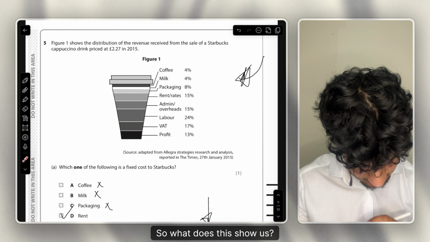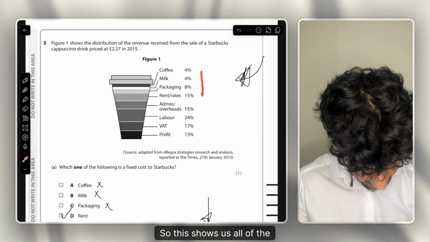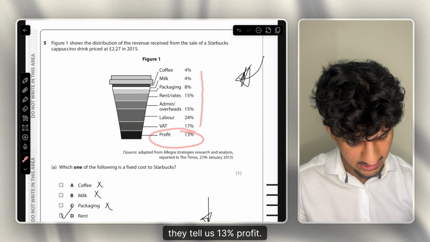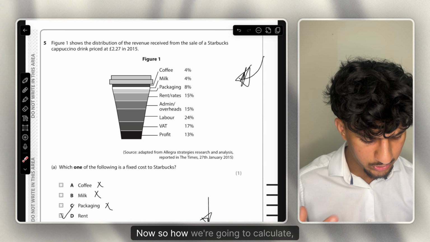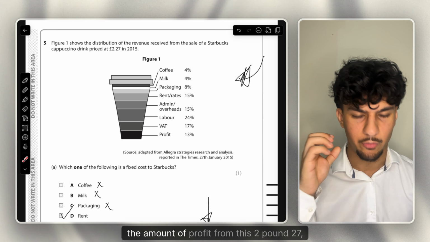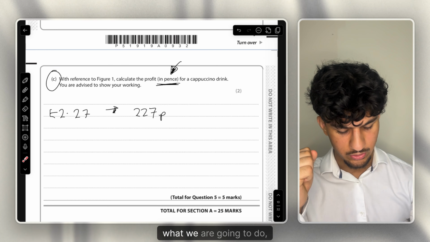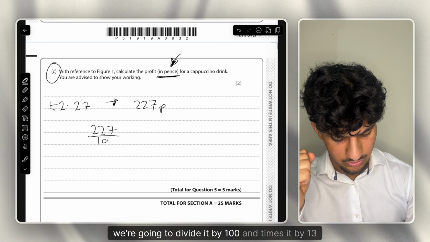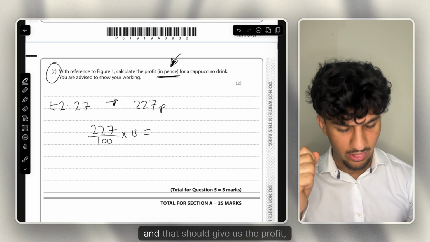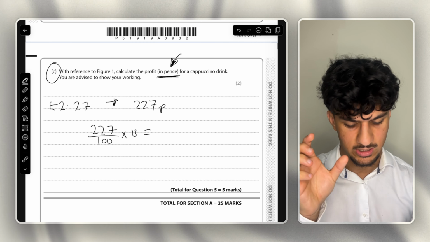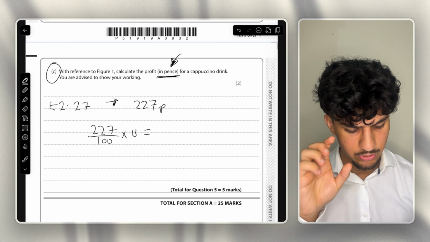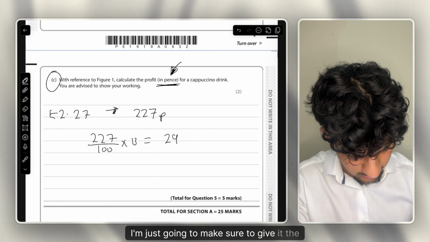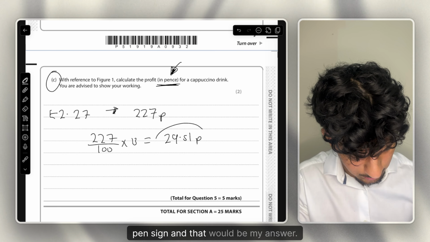So what does this show us? This shows us all of the costs, I guess. Okay, so at the bottom, they tell us there's 13% profit. So that should be quite easy now. How are we going to calculate the amount of profit from this £2.27? We're going to take 227, divide it by 100 and times it by 13. And that should give us the profit Starbucks makes from each cappuccino drink in pence. I'm going to make sure to give it the pence sign, and that would be my answer.